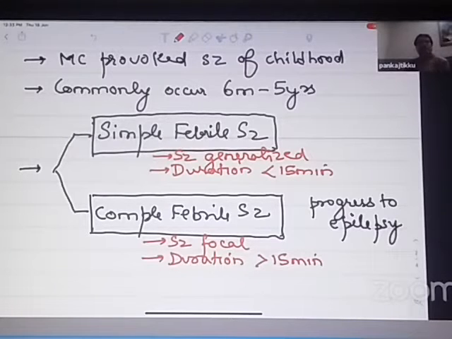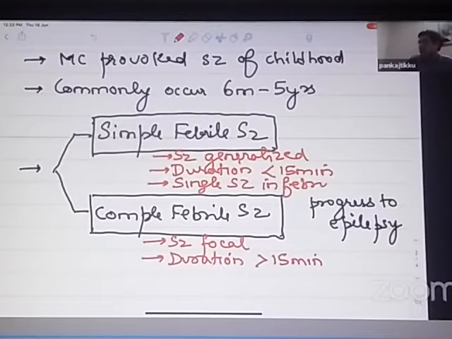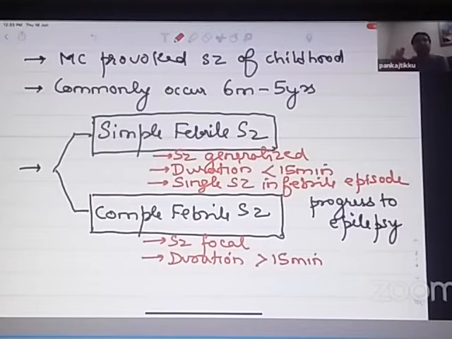It is likely to be a complex febrile seizure. If there is a single seizure in the febrile episode, then I would say this is a case of a simple febrile seizure. For example, the child has been having fever for the last 4-5 days, but in these 5 days, the child had seizure only once. This is likely to be a simple febrile seizure.